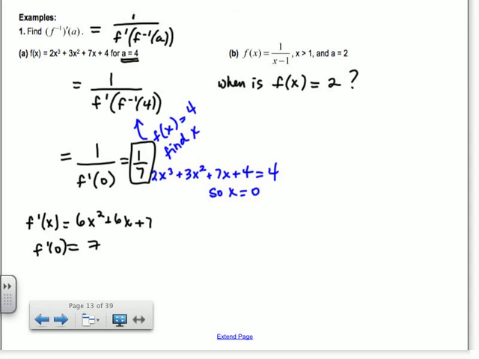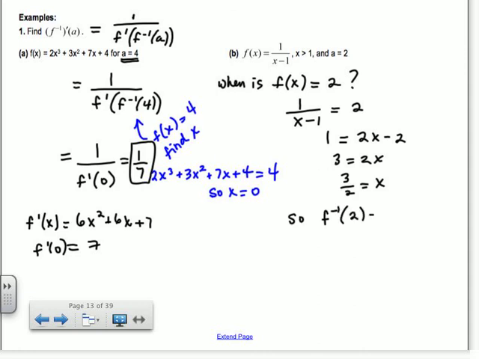So in other words, we have 1 over x minus 1. When is that equal to 2? We can solve that. Easy enough. Multiply the x minus 1 over. Add the 2. So I get 3 over 2. Makes sense. 1 over 1.5 minus 1. So 1 over 1/2 is 2. All right. So what this means is that f inverse of 2 is equal to 3/2 because f of 3/2 was equal to 2.